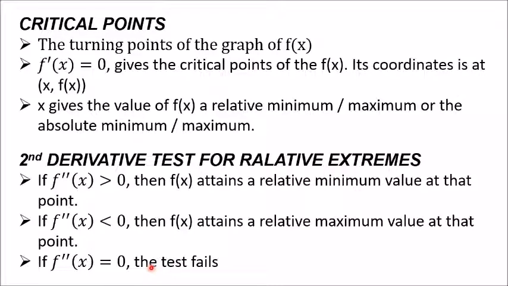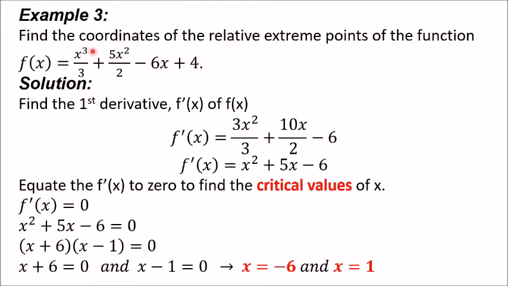It fails. So, malalaman natin mamaya kung ano yung mga instances na ma-fail yung ating second derivative test at ano yung magiging itsura ng graph. Bakit siya fail? Example number 3. Find the coordinates of the relative extreme points of the function. This one, f(x) equals x cubed over 3 plus 5x squared over 2 minus 6x plus 4. So, hanapin natin yung coordinates ng relative extreme points niya.